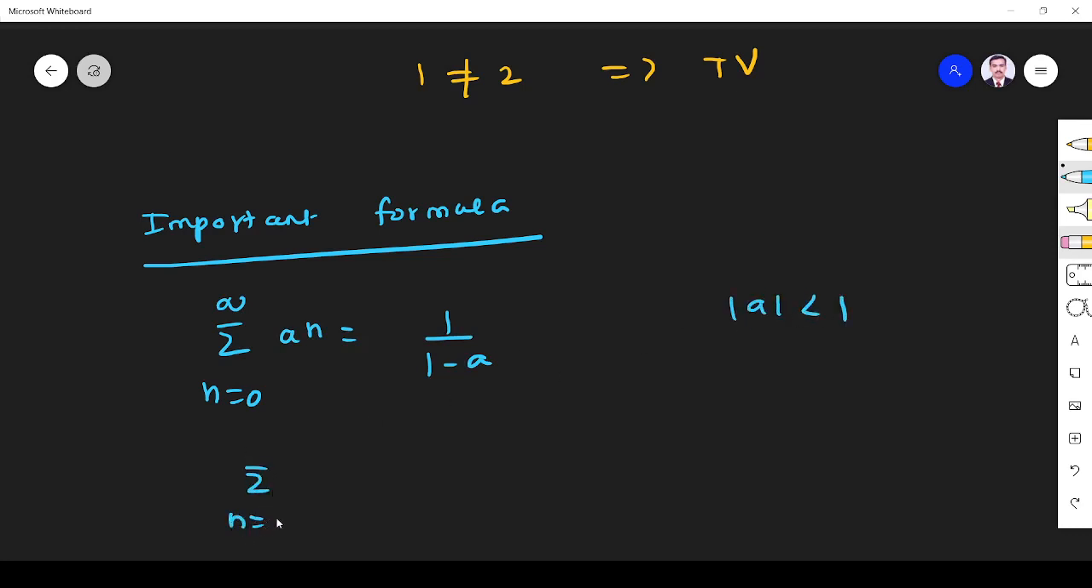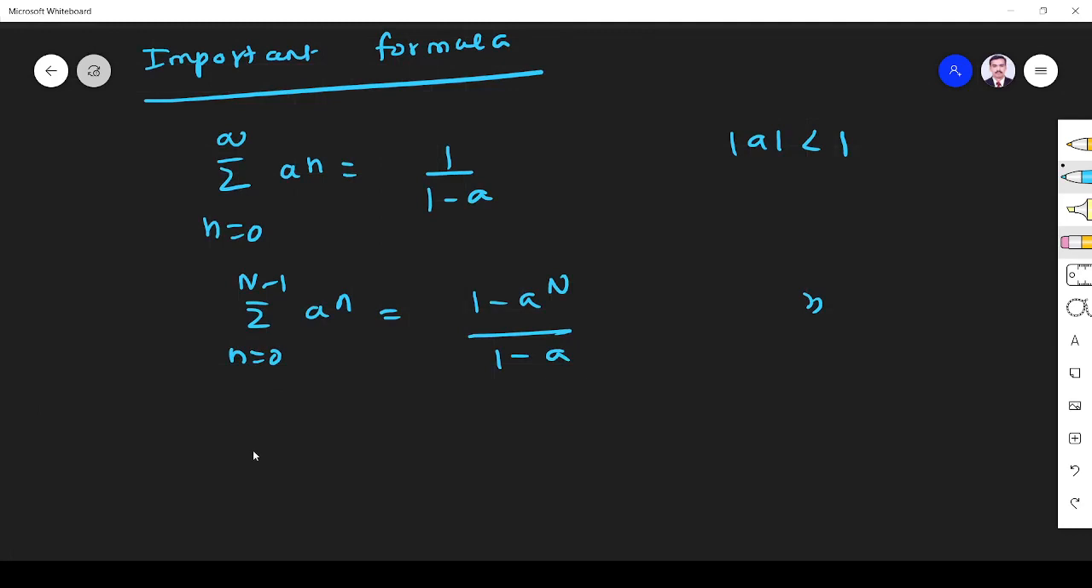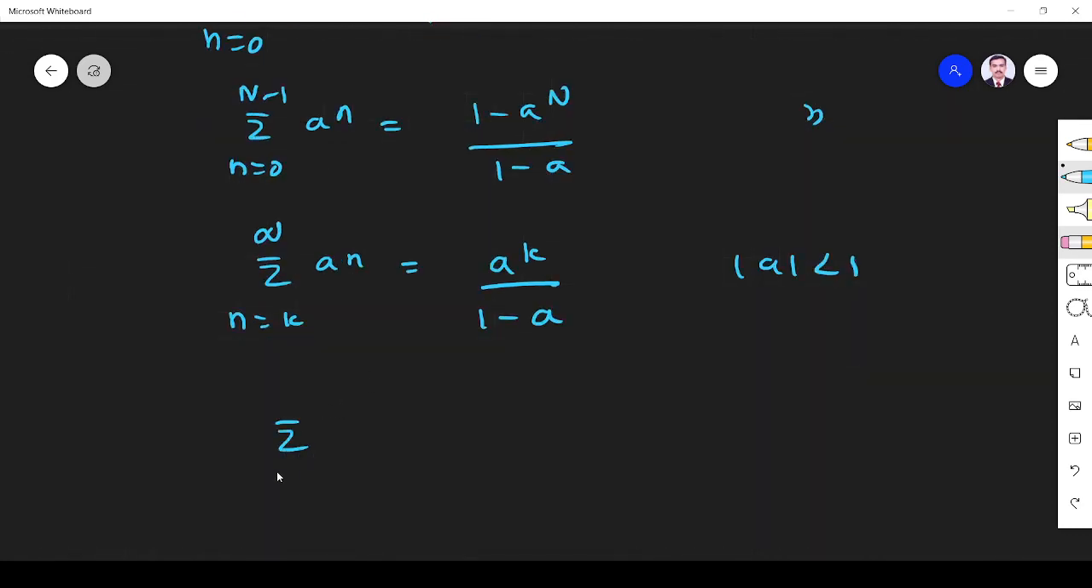Then summation n goes from 0 to n minus 1, a^n is given by (1 minus a^n) divided by (1 minus a). Here also mod a must be less than 1. Right? Then summation n goes from k to infinity, a^n is given by a^k divided by (1 minus a), where mod a is less than 1 again, right? So these are all the formulas which will be used when you work on energy and power and Z transform.